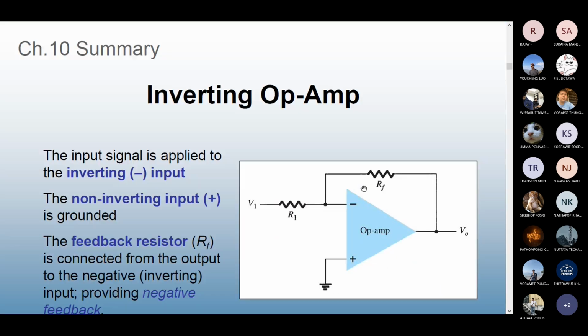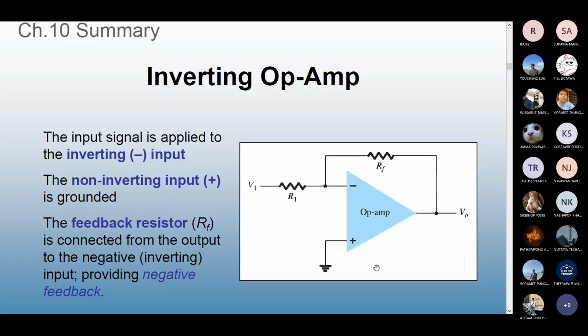Now, look at the connection. This one is called the inverting op amp. Why do we call it the inverting op amp? Notice where the input is given and which one is grounded. The inverting pin is connected to the input V1, input voltage or signal V1. And the non-inverting pin is connected to the ground. This one is an inverting op amp.